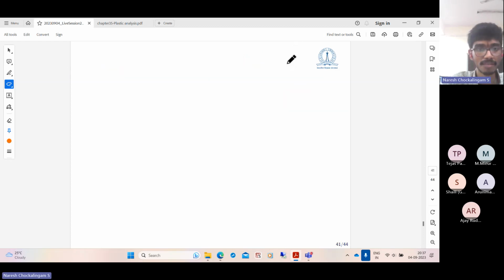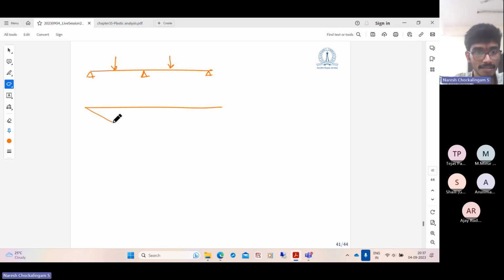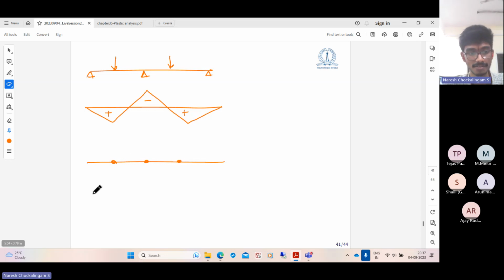So for example, if you take a continuous beam, the qualitative bending moment diagram is something like this. Here it is hogging, sagging, hogging, sagging. So at this point, when you draw the plastic hinges, here you can have a plastic hinge, here a plastic hinge, here a plastic hinge. So how many plastic hinges? 3. Number of static indeterminacy is 1. So there are 2 mechanisms possible.